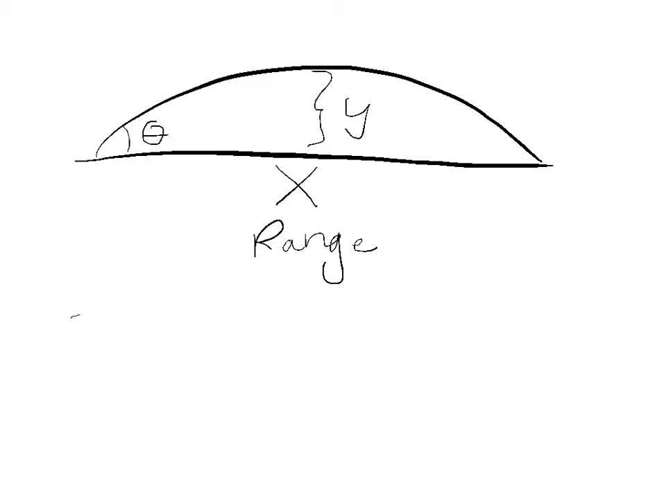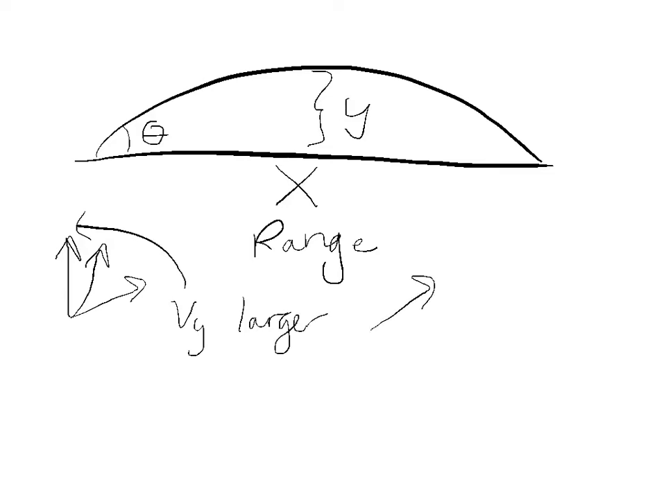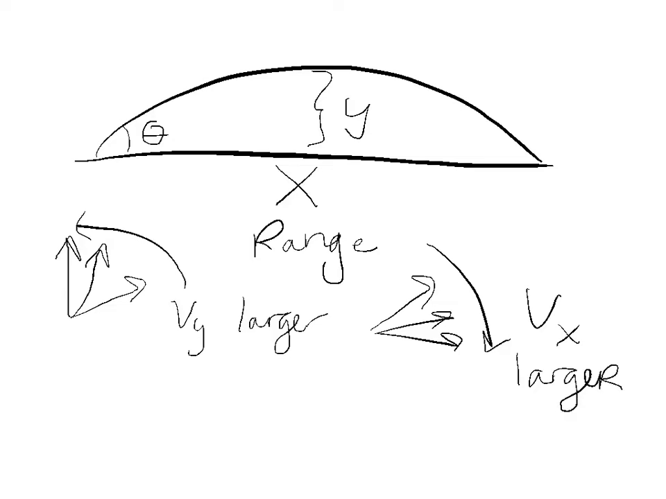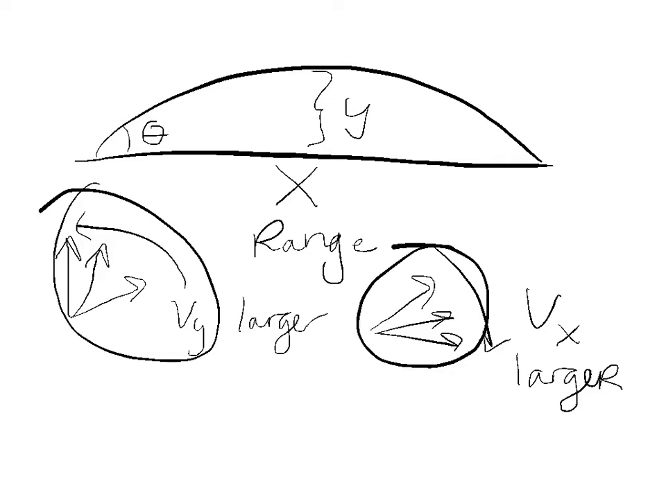So as your angle goes from 45 degrees to a higher angle, your velocity in the Y direction gets larger. And as your angle goes from 45 degrees to a smaller angle as it moves down, your Vx gets larger. More of your speed is coming from the X direction. So over here, more of your speed is in the Y direction. Over here, more of your speed is in the X direction. And of course, to get the maximum range, you're going to launch something at 45 degrees.